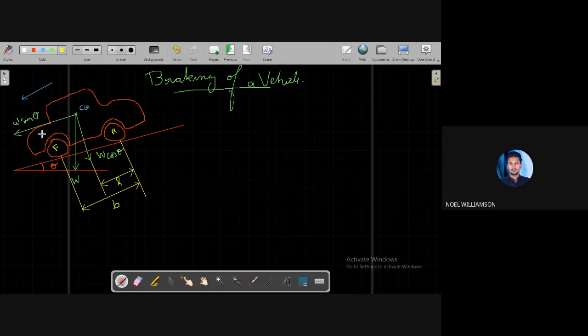Okay, this is a vehicle, and here you can see the motion. The vehicle is moving in this direction, and the brake is applied. So it has three possibilities. Either the brake is applied for the front wheel, or in other case the brake is applied for the rear wheel, and the last case both the front and rear brakes are applied. So in these three cases, what all forces are acting, or what are the reaction forces, you can see.